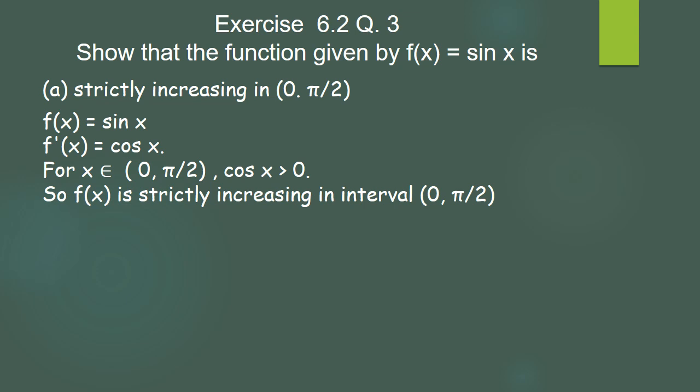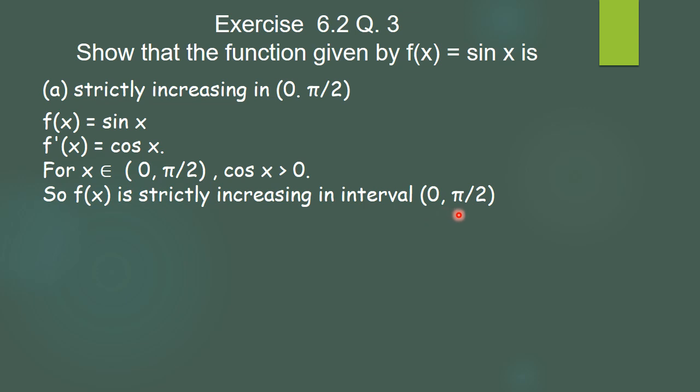Now as x belongs to 0 comma pi by 2, that means your angle lies in the first quadrant. And in the first quadrant, the value of cos is positive. It indicates f dash of x is greater than 0. And as f dash of x is greater than 0, f of x is strictly increasing in the interval 0 comma pi by 2.